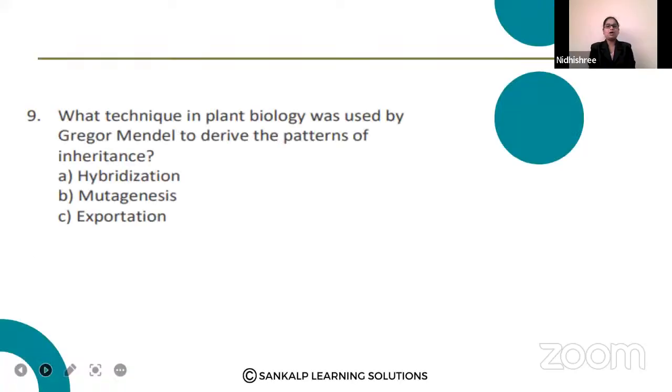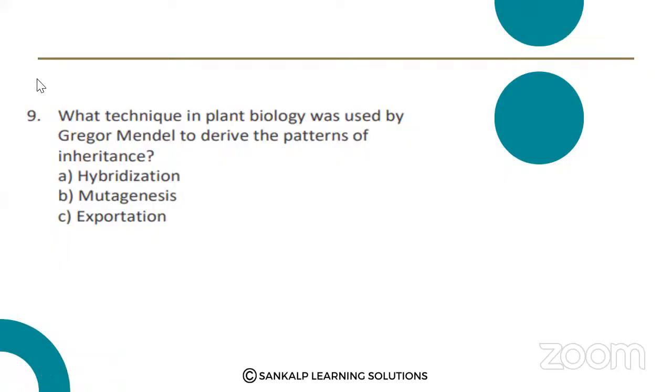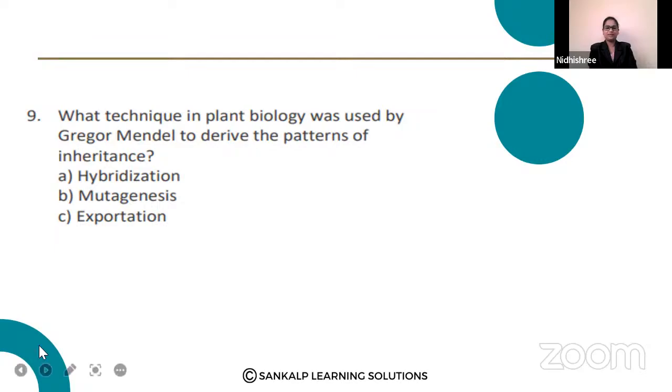Ninth question goes like this. What technique in plant biology was used by Gregor Mendel to derive the patterns of inheritance? Option A, hybridization. Option B, mutagenesis. Option C, exportation. Hybridization. Pallavi, Yeshwant, Hemashri, Radha, Saundarya, Kanchana and Deepti through mic, Asha, Pallavi, then Aishwarya, Veeresh, Deepti, Saumya Naral, Chandru, Chaitra, Dyuti. Most of them voted for option A, that is hybridization.